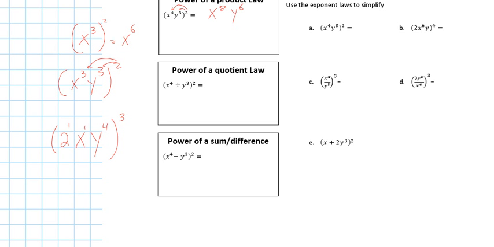Now, can you tell me how would I distribute that 3 in? So what does it become? 2 to the power of 3, x to the power of 3. That's right, because I'm multiplying. So 3 times 1 is 3, 3 times 1 is 3, 3 times 4 is 12. Then you can simplify. 2 to the power of 3 is 8, so 8x^3 y^12. Do we get this?